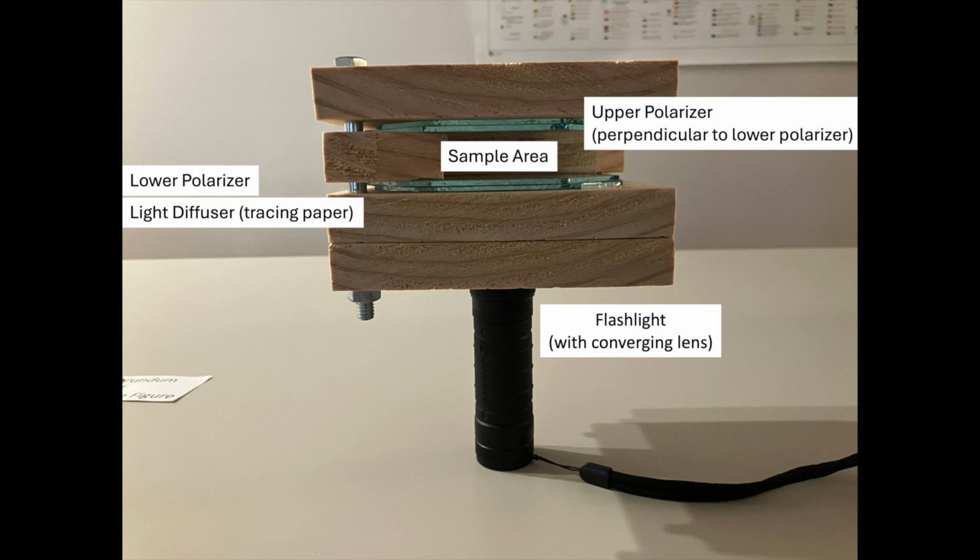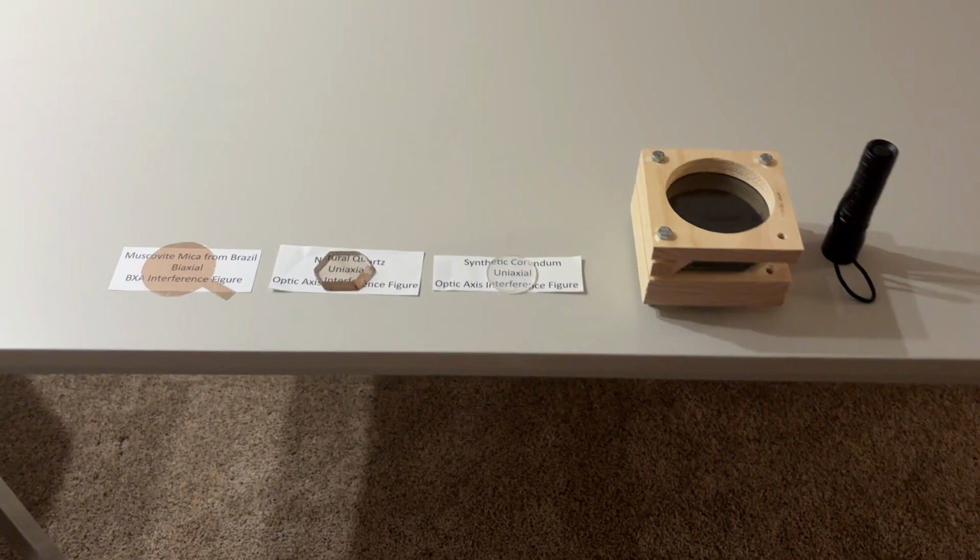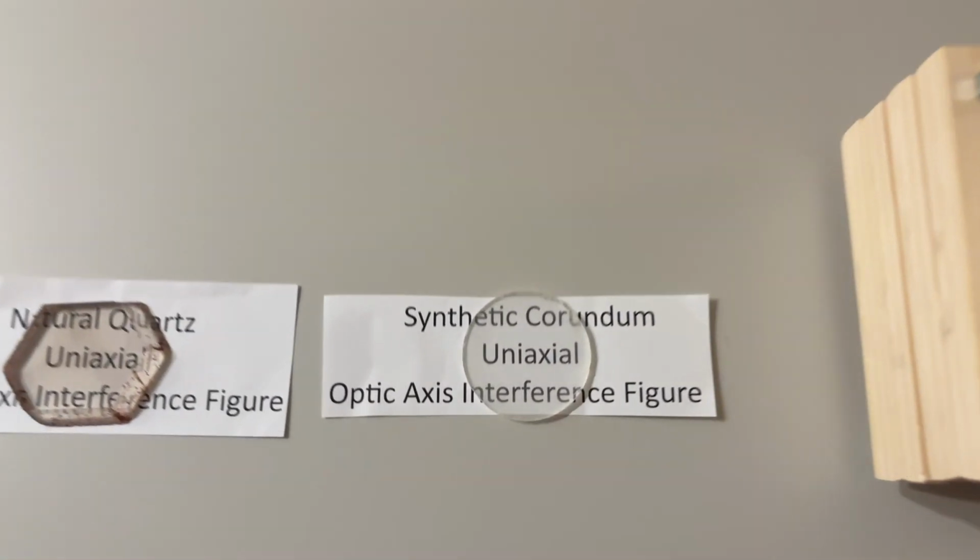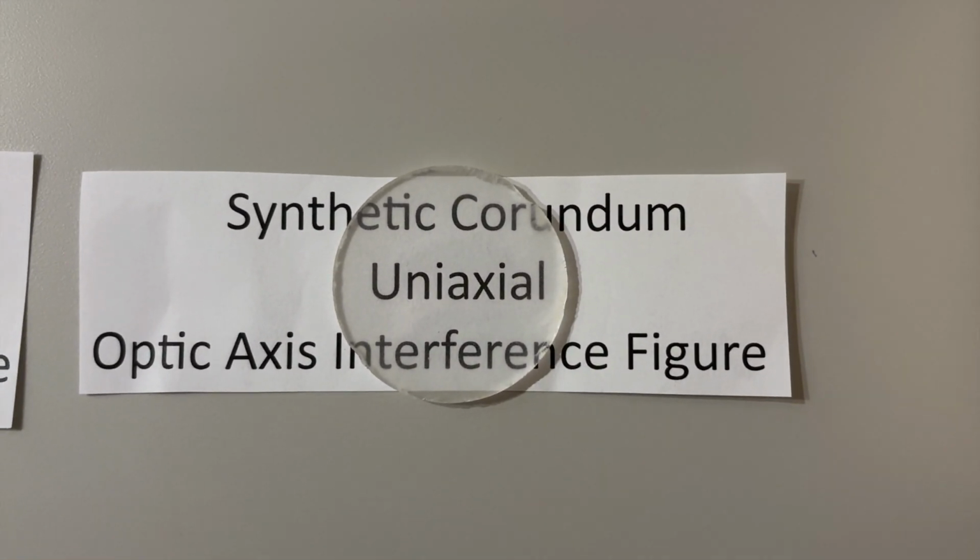Let's take a look at the different samples that we're going to be using today. First up is a piece of synthetic corundum. This is used in a variety of industrial and scientific applications. You may know this better by the colored gemstone variety names of sapphire or ruby. Those are both the mineral corundum, however have different impurities generating the different colors we see in sapphire and ruby.